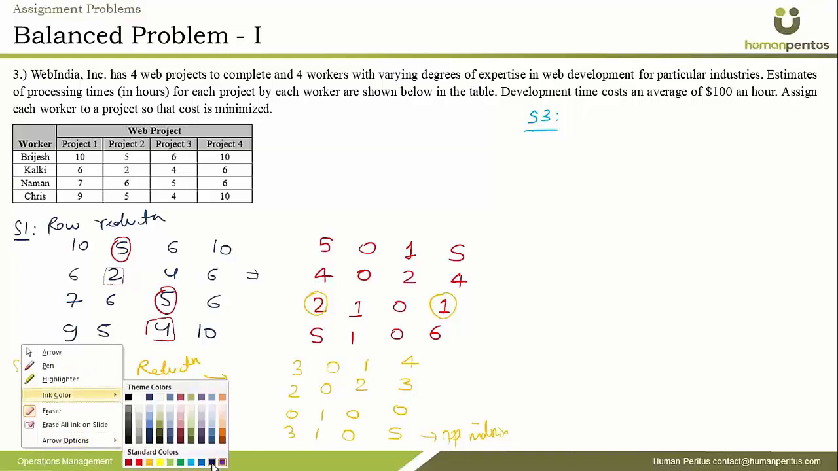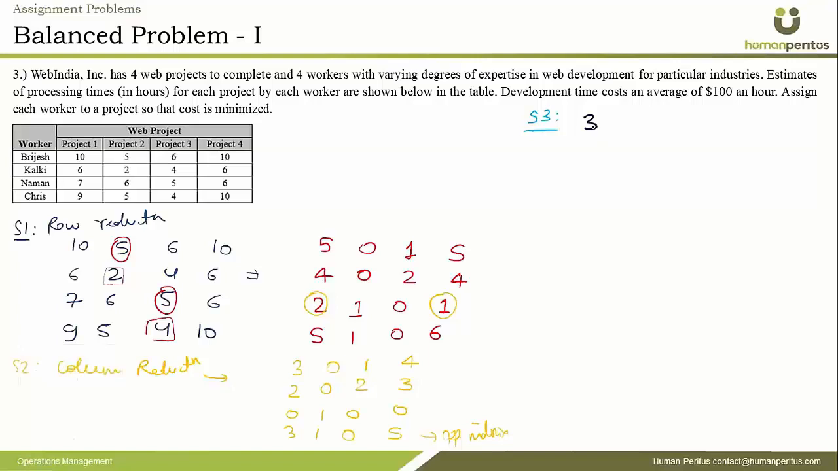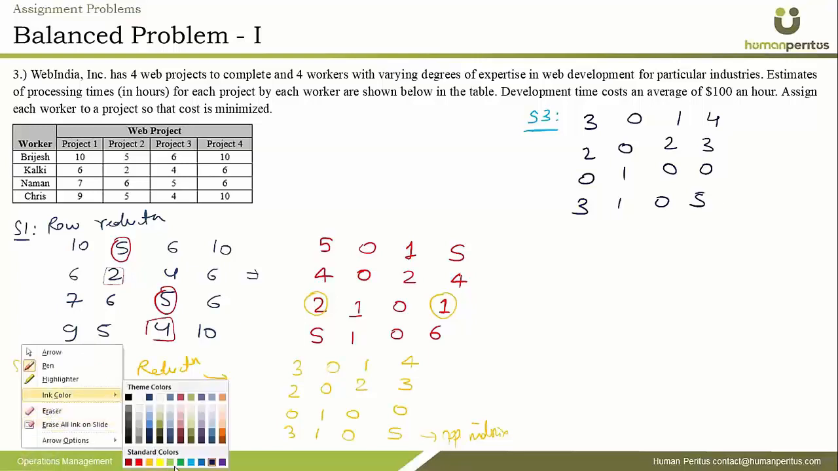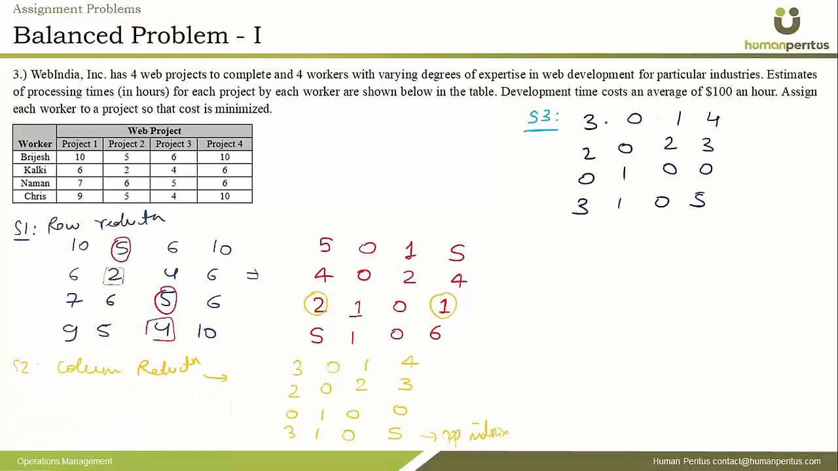So let me again do the process. First 3, 0, 1, 4, 2, 0, 2, 3, 0, 1, 0, 0, 3, 1, 0, 5. Okay, so this is step 3. I need to do all the operations here. So again, let me do similar operations. So here only 1 zero.